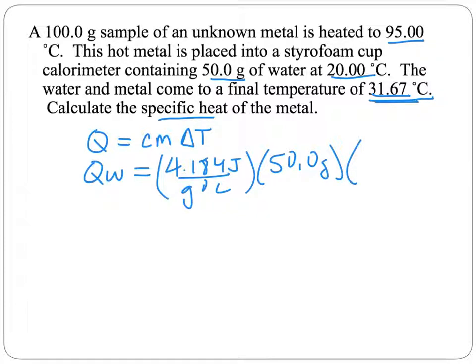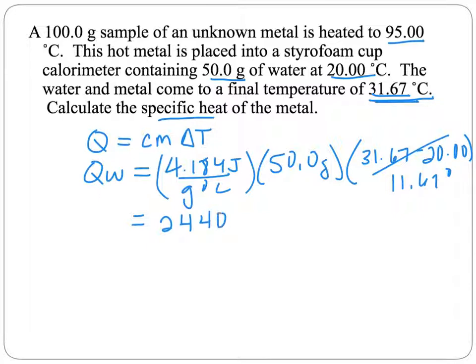What was our final temperature? 31.67. What was the initial temperature of the water? 20 degrees. So if you do the math on this, we know there's been a temperature change of 11.67 degrees. If you do all of the math and cancel out all of your units and round to 3 significant figures, you will find that there has been 2,440 joules of heat absorbed by the water.